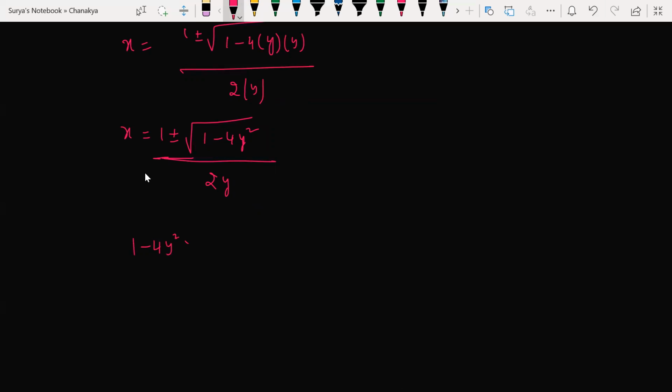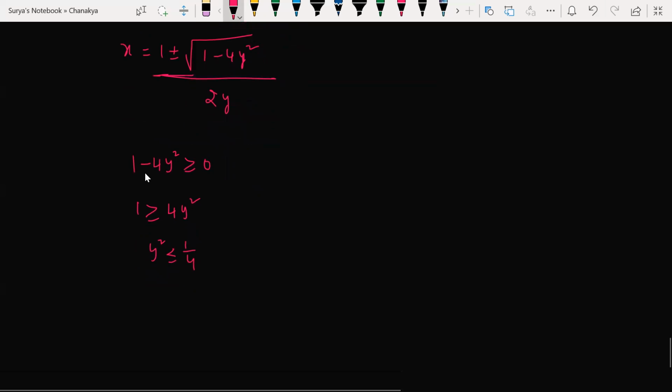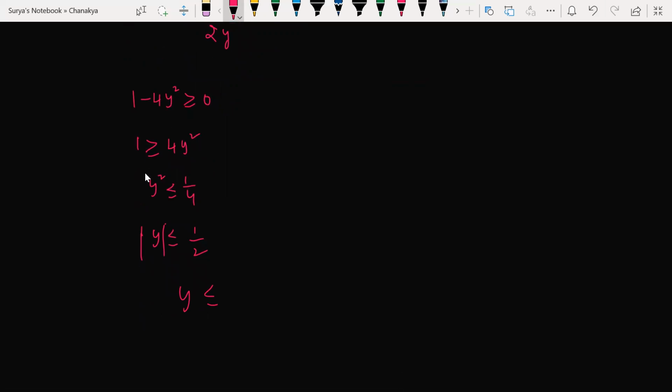1 minus 4y square is greater than or equal to 0. So 1 is greater than or equal to 4y square. So y square is less than or equal to 1 by 4, correct? So the modulus of y is less than or equal to 1 by 2. Y can take plus or minus. So y lies between what and what now? Minus 1 by 2 to plus 1 by 2.